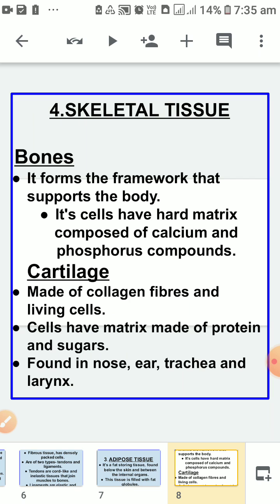The fourth type of connective tissue is skeletal tissue. It can be of 2 types, bones and cartilage. Bones form the framework that supports the body. Its cells have a hard matrix composed of calcium and phosphorus compounds. Cartilage is made of collagen fibers and living cells. Cells have a matrix made of protein and sugars. It is found in the nose, ear, trachea and larynx.